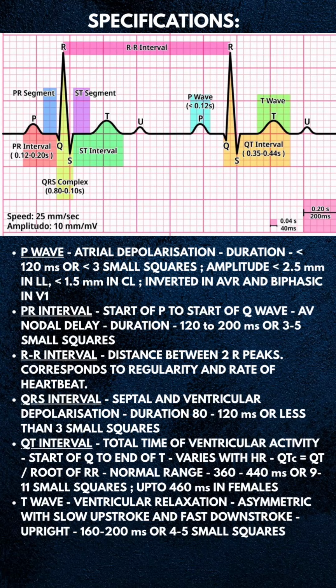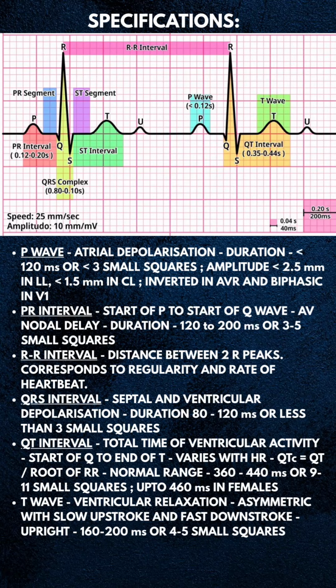The RR interval is the distance between the two R peaks and corresponds to the regularity and the heart rate. QRS interval indicates septal and ventricular depolarization and is usually less than 3 small squares. The QT interval indicates the total time of ventricular activity and is drawn from the start of Q to the end of T. Now, because it varies with HR, that is the heart rate, it is corrected against the root of the RR interval. Lastly, the T wave indicates ventricular relaxation and lasts for about 4 to 5 small squares.